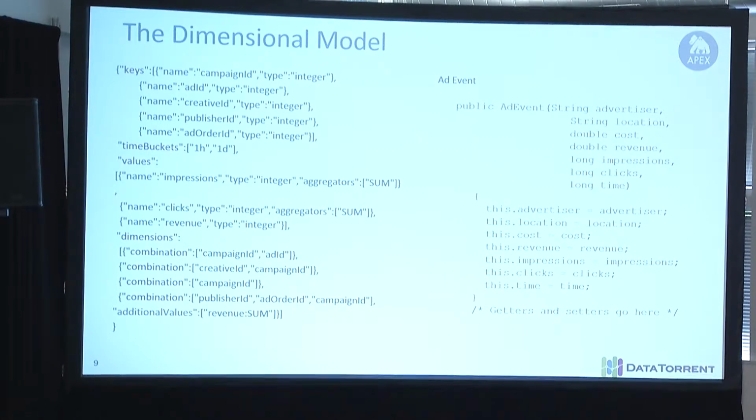The way this works under the hood is pretty simple. You take these combinations and you apply time buckets, each of the time bucket values for each of the metric values. For example, I pick the first combination, campaign cross ad ID. I will do a cross with the hourly buckets, and then I'll aggregate for impressions, clicks, and revenue. And when I come to publisher cross ad order cross campaign, I'll do the same with 1 day and 1 hour with the additional aggregation function of revenue. Here's just an example of the ad event that I used as a POJO. So you pass this a POJO with the schema, and it does the needful for you.